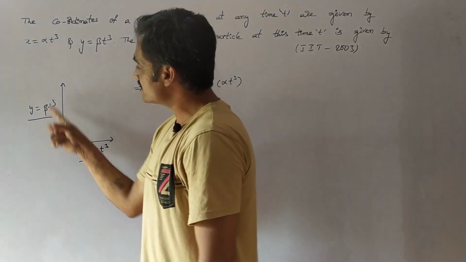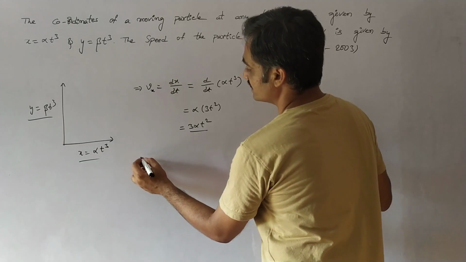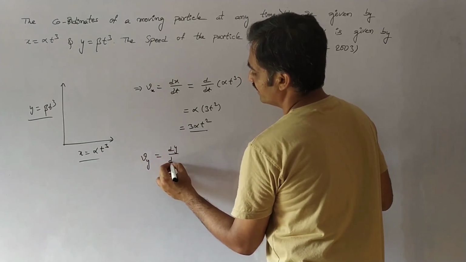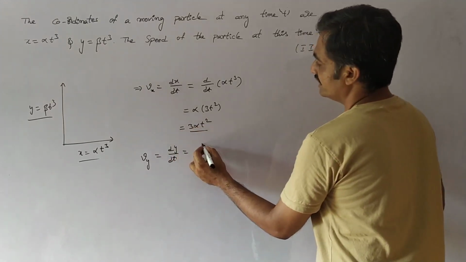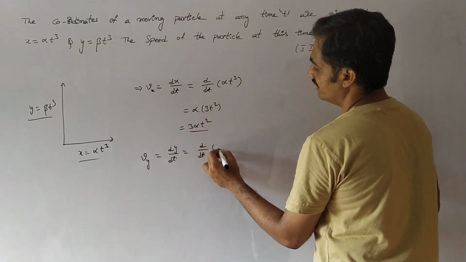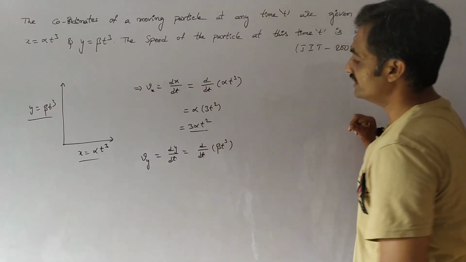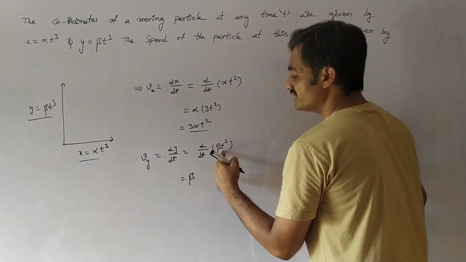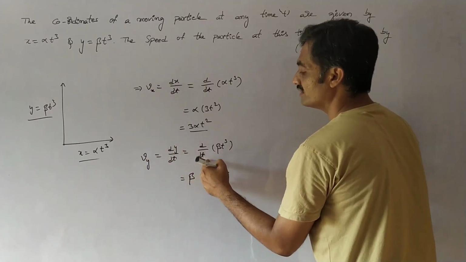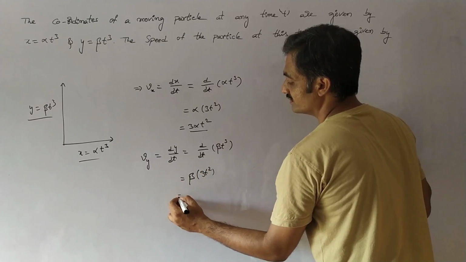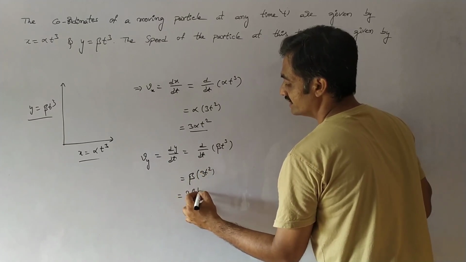Now we have to find the velocity along the y axis. We can represent it as velocity along the y axis equals dy by dt, which is equal to d by dt of beta t cube. Based on that we can write it. Since beta is constant, we will write it separately. Then d by dt of t cube is nothing but 3 t square. So from this we have 3 beta t square.